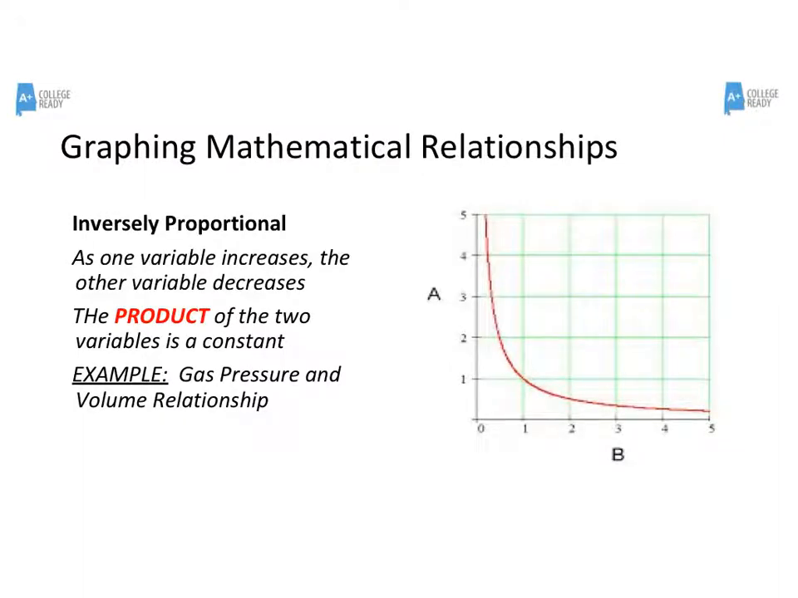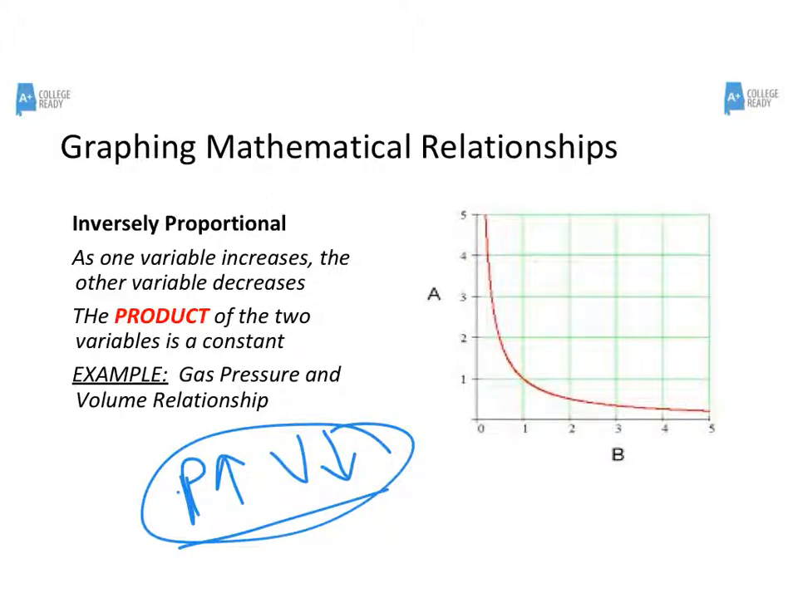Inversely proportional relationships are different from directly proportional. In terms of inversely proportional, as one variable increases, the other variable decreases. Later on, when you study gas laws, you'll find that as the pressure on a gas increases, the volume of that gas decreases. This is an inversely proportional relationship. When you multiply these two variables, the product is a constant. And when you graph these two variables, it gets you a hyperbola curve like this. This is a curve of an inversely proportional relationship.